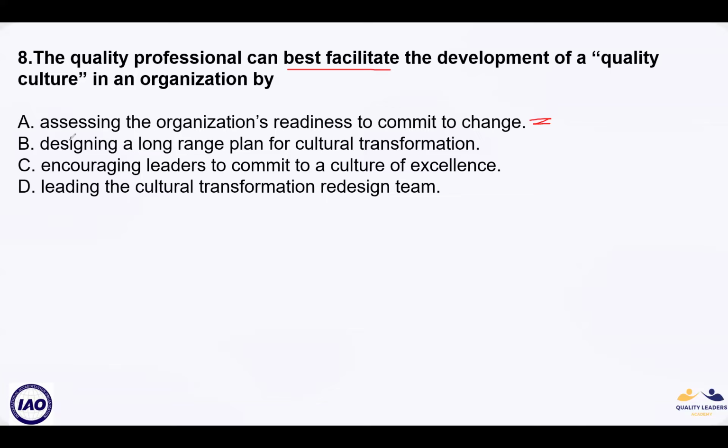Now option B, designing a long range plan for cultural transformation. Remember, the quality professional can contribute, but designing transformation is a leader's job. Plan design is a leadership and strategic function, whereas the quality professional contributes data and expertise to that plan, but doesn't own or design it. So designing a long range plan for cultural transformation is the leadership's responsibility and not a quality professional's responsibility.